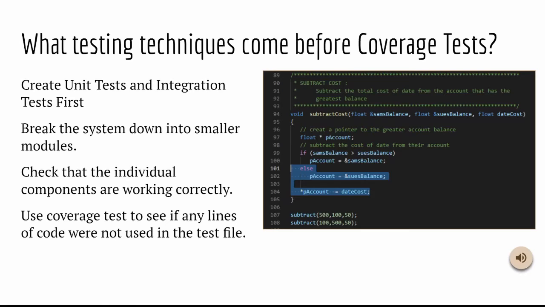Before coverage testing takes place, the system needs to be broken down into smaller modules and tested. These smaller modules are called unit tests. Each unit test covers the components of a specific module or section of the program. The unit tests need to be done before checking for code coverage because the code coverage will not tell you if the individual components are functioning exactly as intended. They just help find the lines of code that were not called when going through the tests.